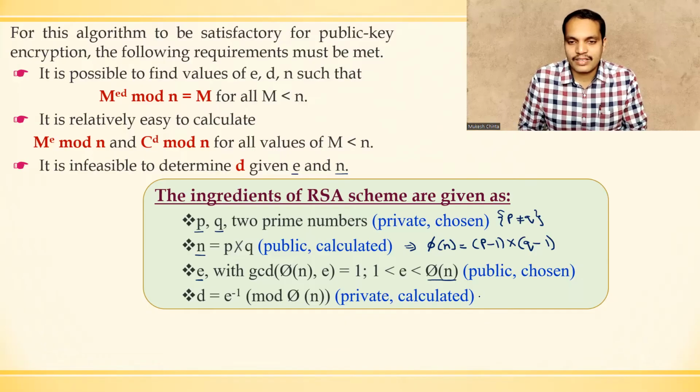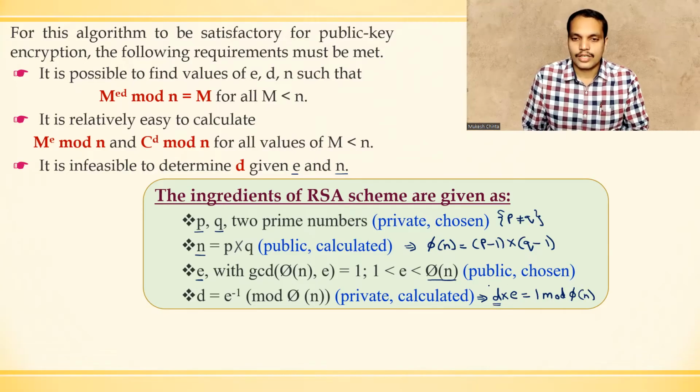This can be written easily for our calculations as D into E is equal to 1 mod psi of N. This is the one which we use for calculations to find the value of D. As I told you, D is your private key.